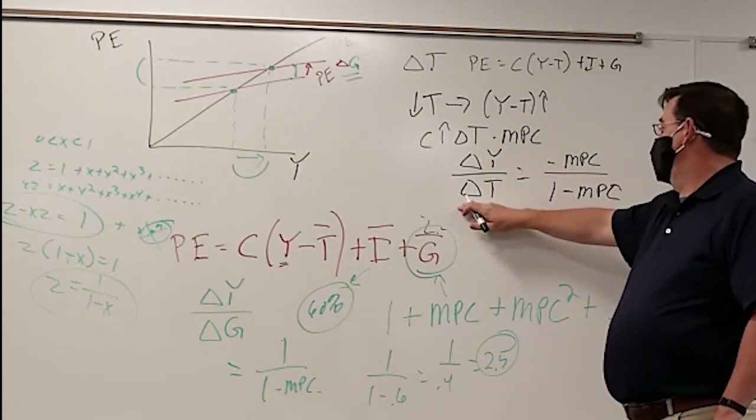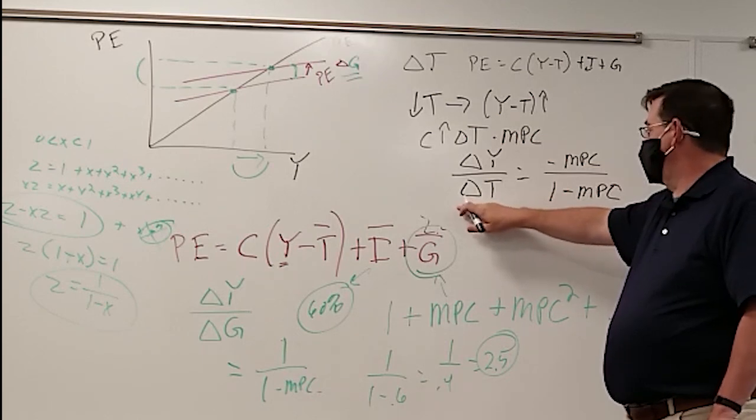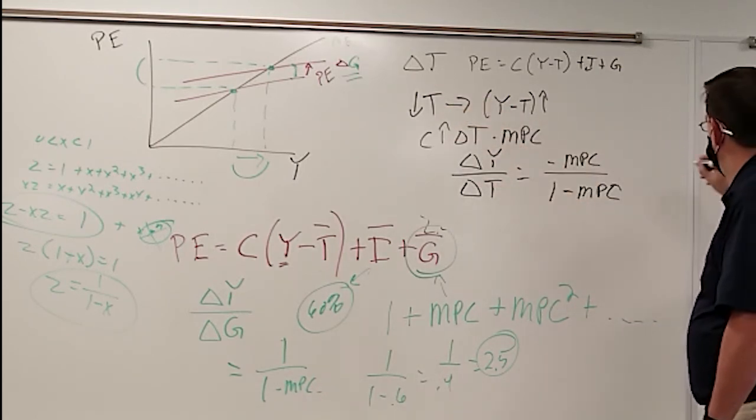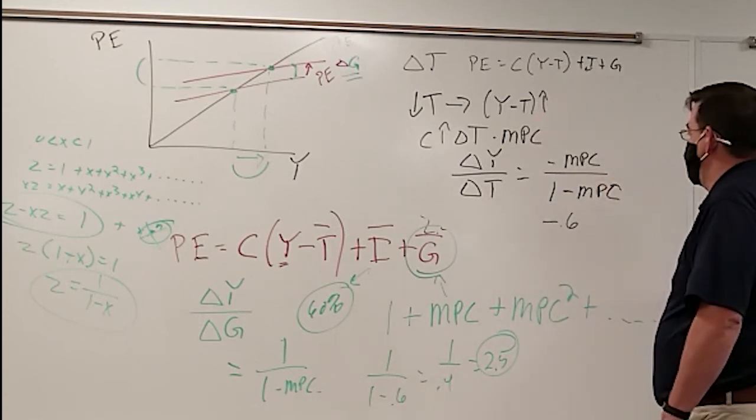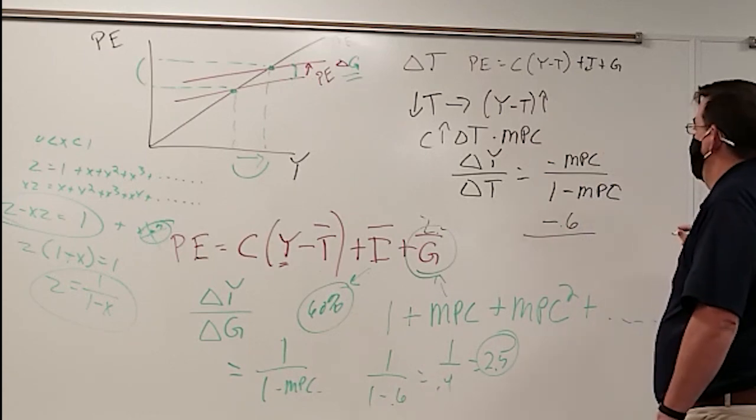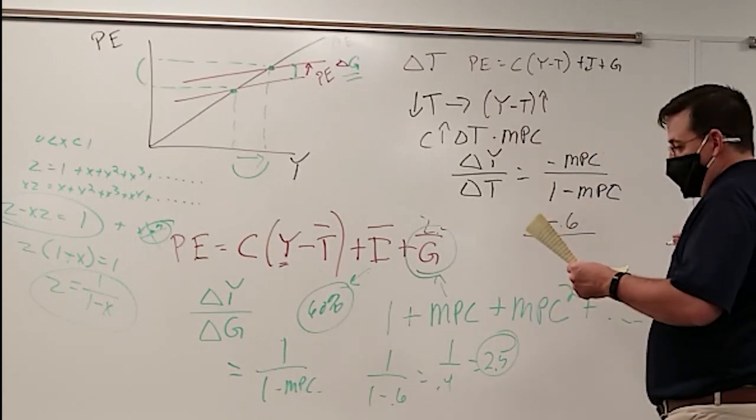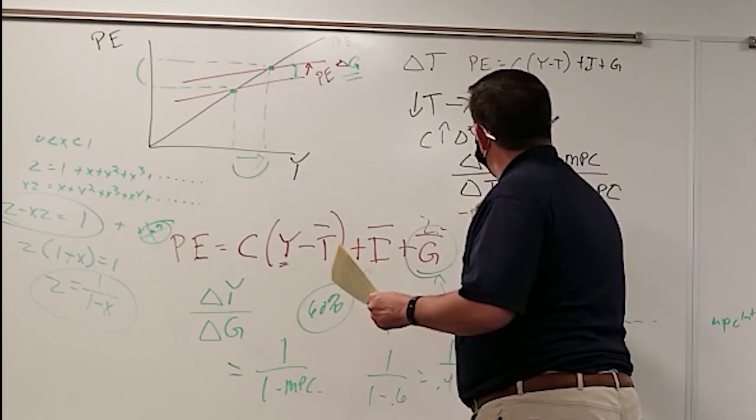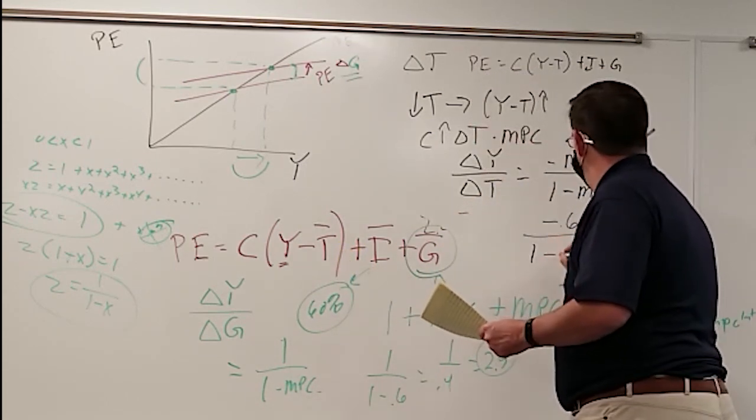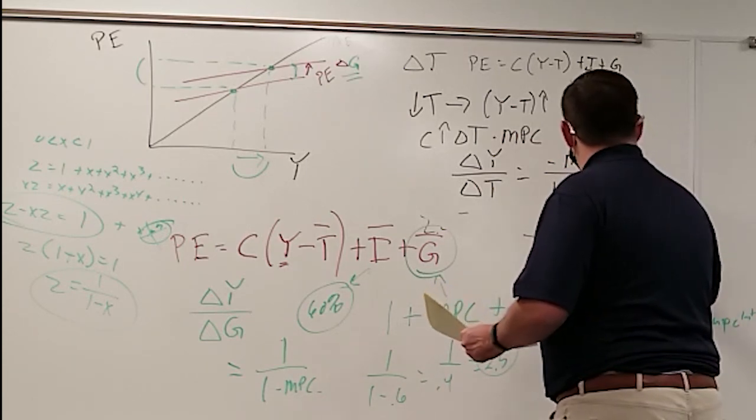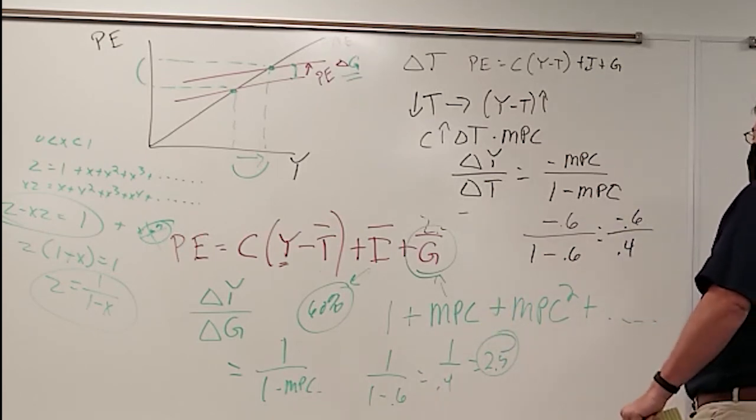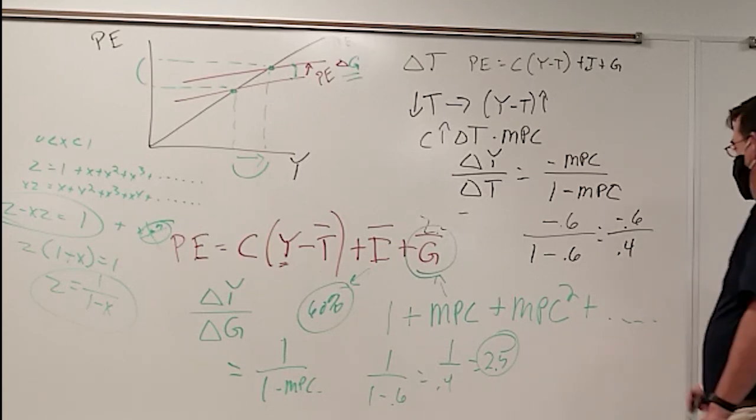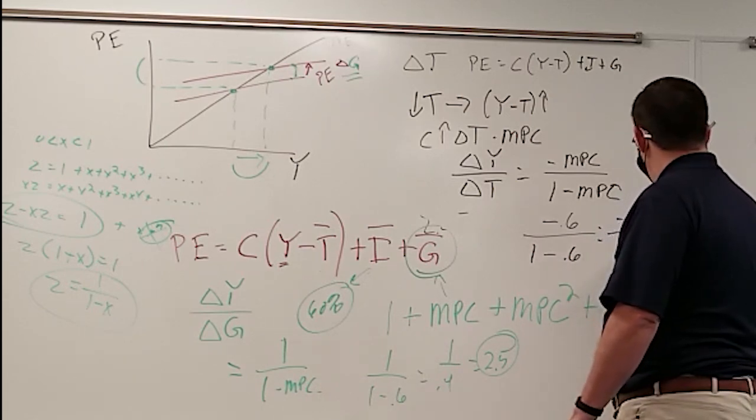If taxes go down by $1 million, there's $1 million less that people have to pay in taxes. How is that going to affect total expenditures? Well, if we're going to keep 0.6 as our marginal propensity to consume, we take negative 0.6. It's important to know that the change in taxes is a negative change in taxes. Minus over 1 minus 0.6. So that's negative 0.6 over 0.4. What's 0.6 divided by 0.4? It's negative 2.5, isn't it? Or 3/2, which is 1.5.